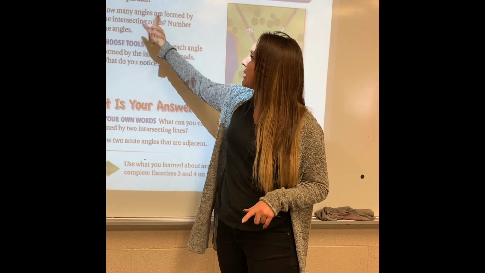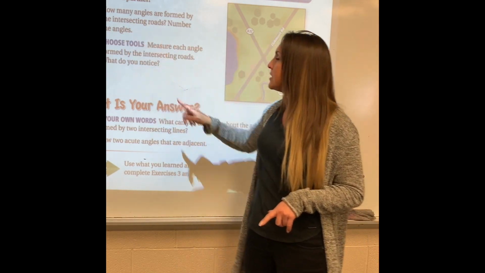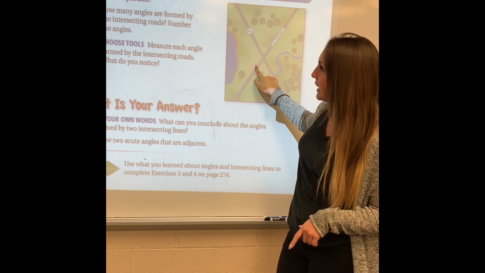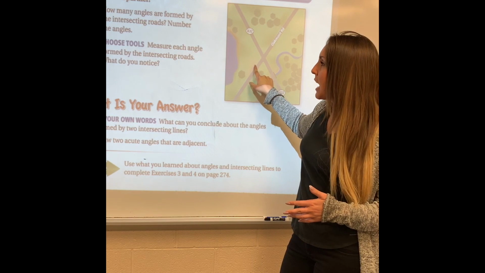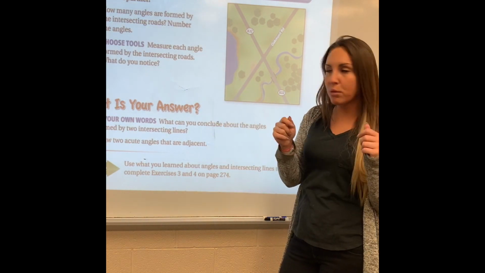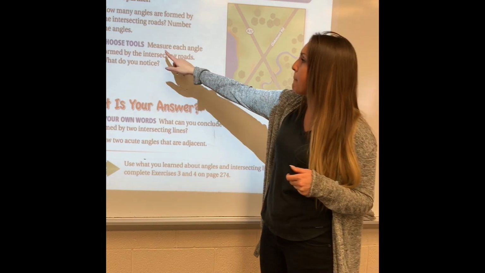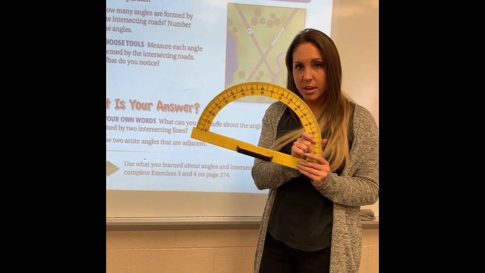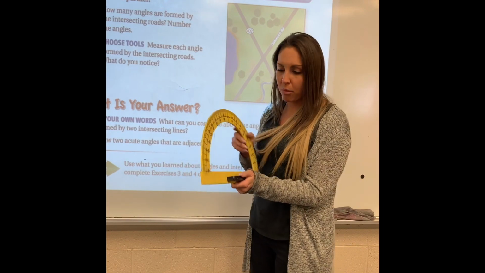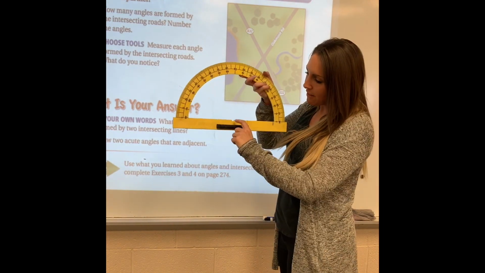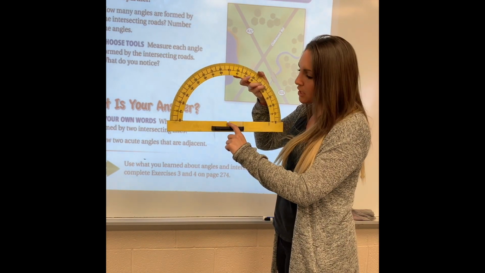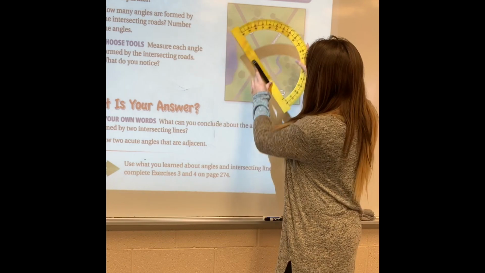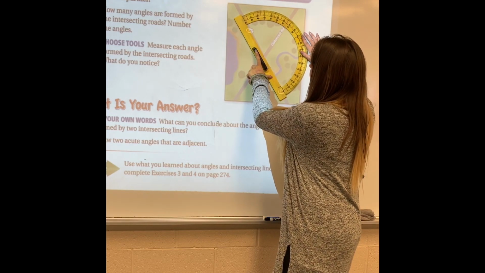So if we look at how many angles are formed by the intersecting roads and number the angles, so I've got an angle here, here, here, and here. So how many angles are formed? And then I want you to take a minute and take your protractor, and I want you to try to measure each angle. So I have a large protractor, you have a little small one. What you're gonna do is at the very bottom here of your protractor, you'll see a small lowercase t. You're gonna put that lowercase t right where your 2 lines come together.